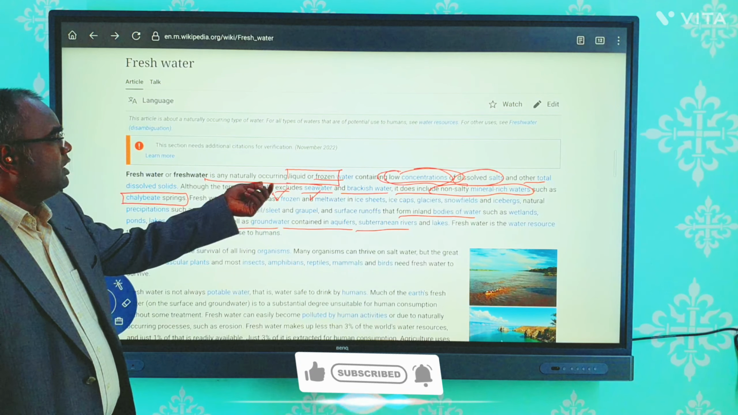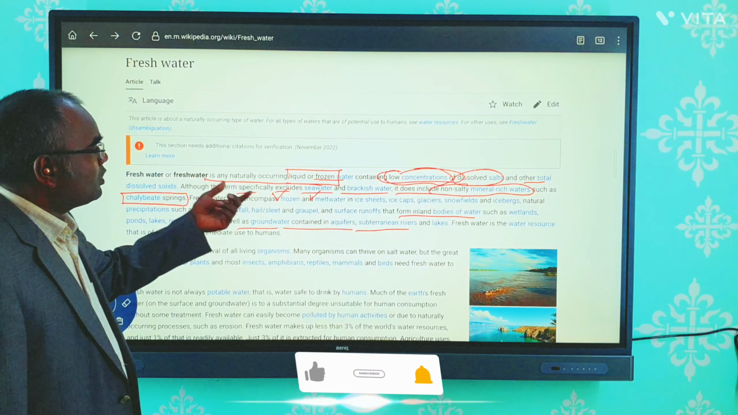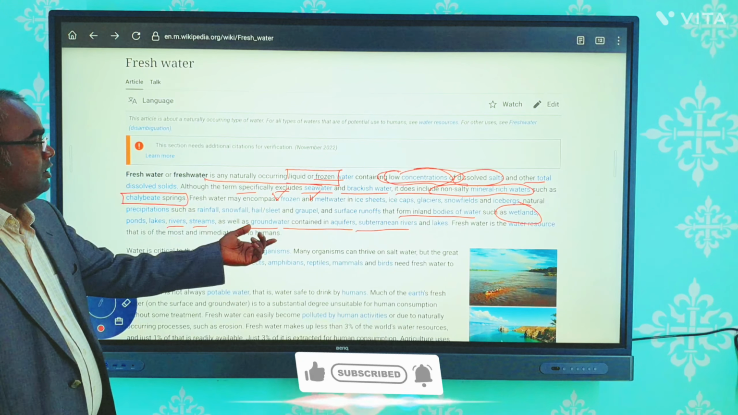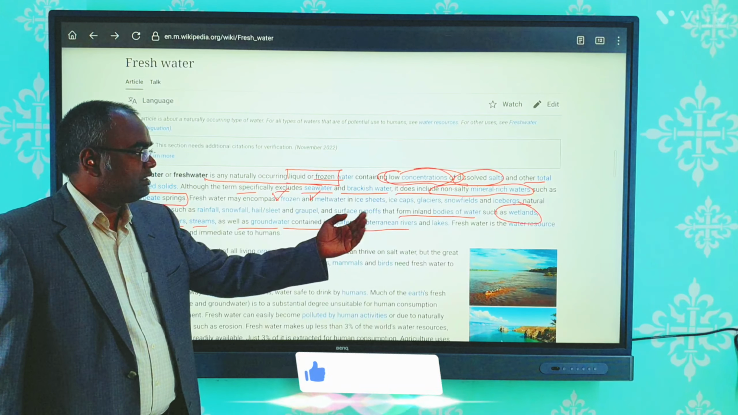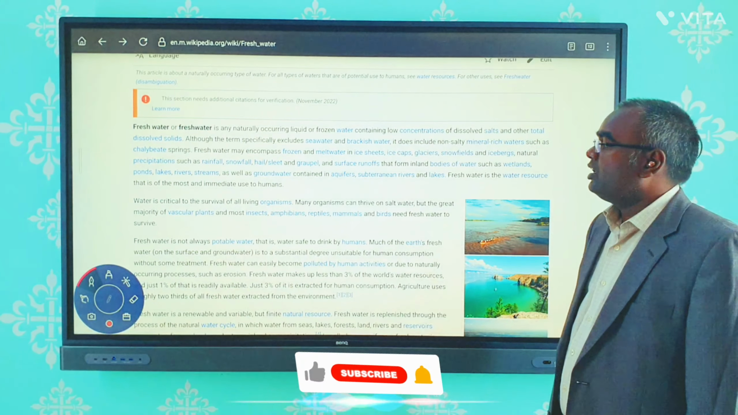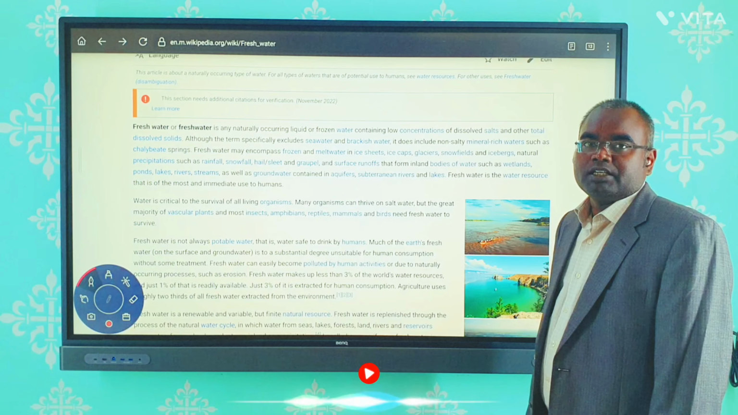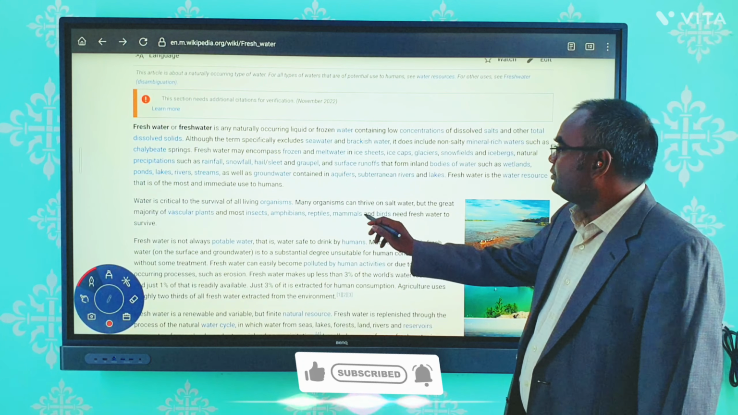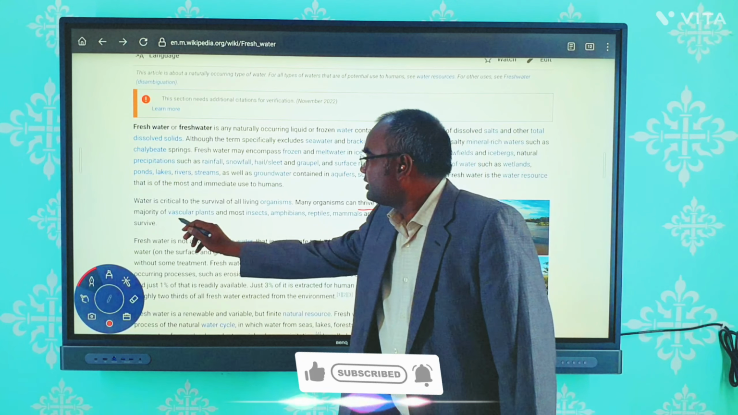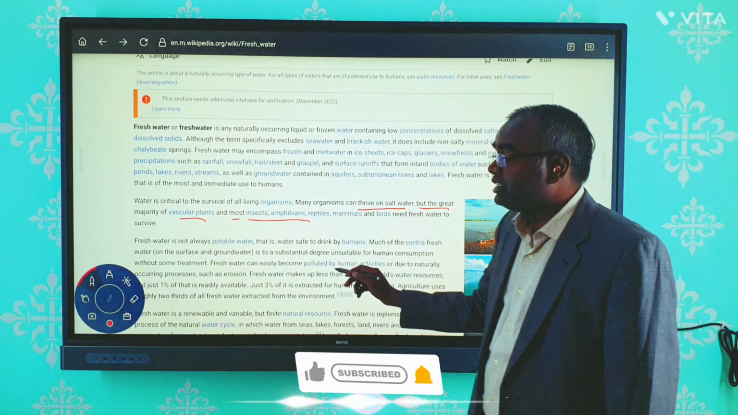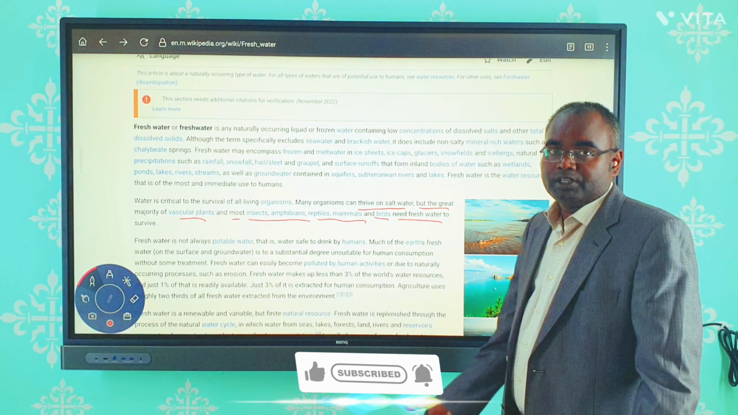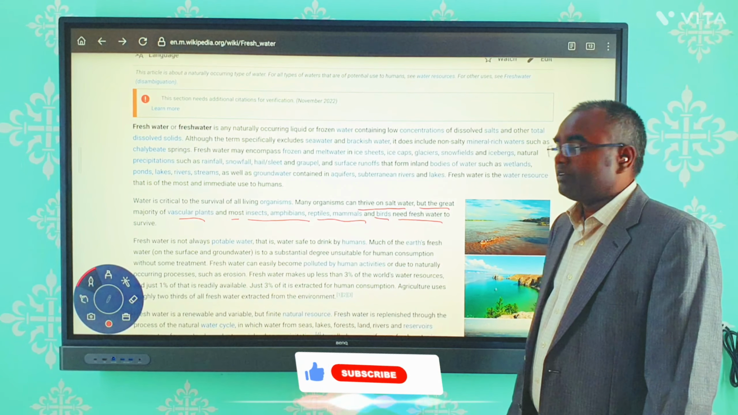It includes liquid or frozen water. It also includes wetland water, ponds, lakes, rivers, streams, and groundwater that comes in the form of aquifers, subterranean rivers and lakes. Right? Friends, water is critical to the survival of all living organisms, whether plants or animals or we ourselves. Many organisms can thrive on salt water, but the great majority of vascular plants and most insects, amphibians, reptiles, mammals and birds need fresh water to survive. And we also need fresh water, potable water, to survive.